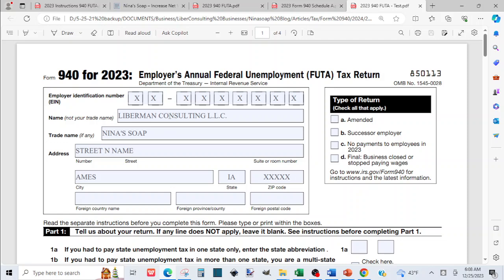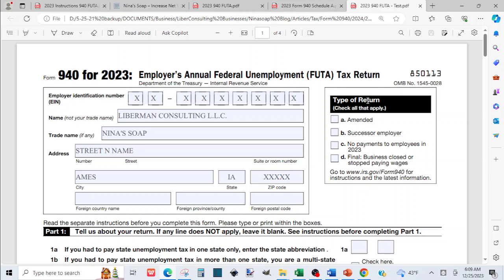So you enter your business name, and if you have a DBA or trade name, it will go in the trade name section. Otherwise, you just leave it blank if you don't have one. In this example, we have the business EIN, the business legal name, Liberman Consulting L.L.C., and the trade name or DBA, ninasop. Then we have the address, which will be the business address, city, state, and zip code.